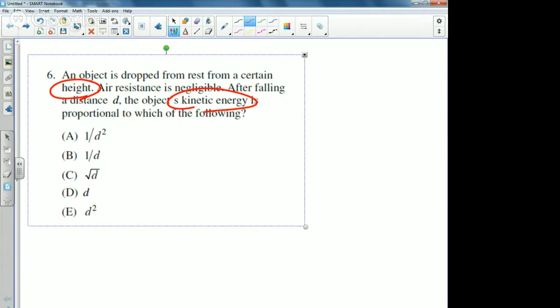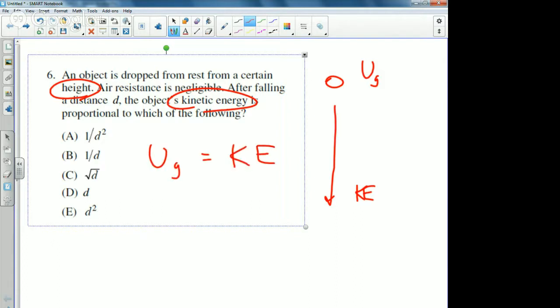Well, usually when you think height and kinetic energy, and especially if it's dropped from rest, an object that's falling down, you think that at the top it has potential energy. Wherever it is falling down, it's turning into kinetic energy. So for the most part, all you guys have to understand is that potential energy is turning into kinetic energy. Really, the change in potential energy is turning into kinetic energy.